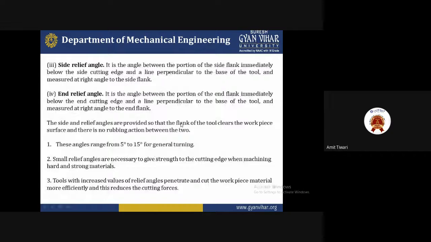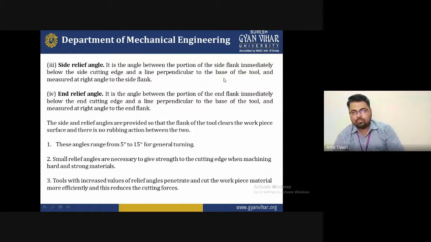Next is the side relief angle. It is the angle between the portion of the side flank immediately below the side cutting edge and a line perpendicular to the base of the tool, measured at a right angle to the side flank. So this is called the side relief angle.